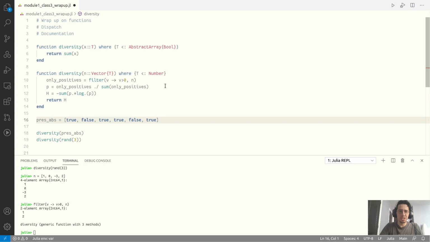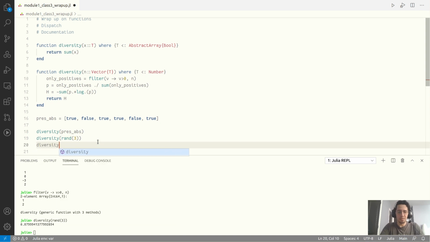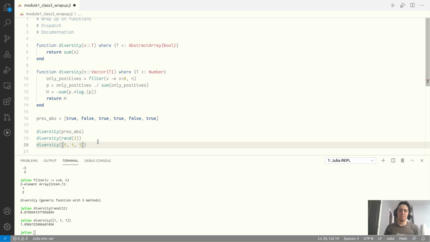If we run this function, we have a new function called diversity here, and it's going to be measuring Shannon's entropy. So we can run diversity on that. It's going to tell us that the diversity is really high. And if we run diversity on a sample that has only the same value, it is going to tell us that the diversity is lower.